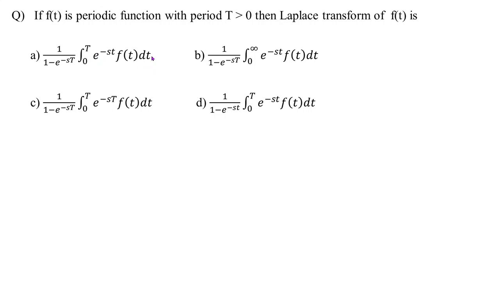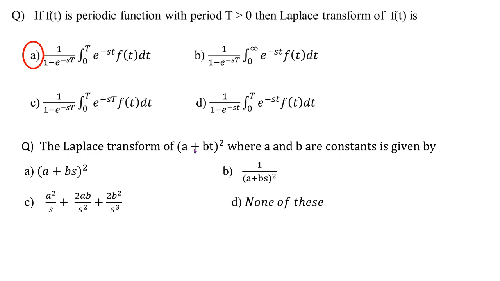That is, small t is the variable of integration. If I write the variable of integration as, say, x, it should be e raised to power minus sx f of x dx. The options given are a little bit confusing, but if you remember the formula, you will definitely obtain the correct option. So this one is the correct one, that is option number A again.